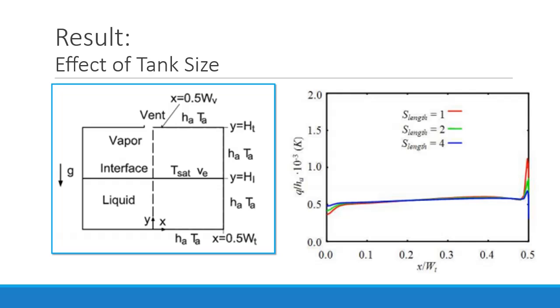The vertical line is Q per HA, or heat per convection coefficient. That parameter represents delta T, or temperature difference, a very important parameter that determines the pace of natural gas, whether it remains liquid or vapor phase.